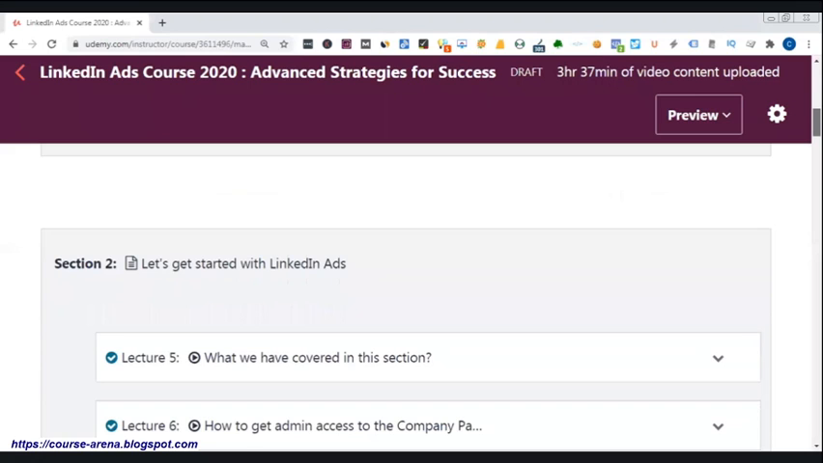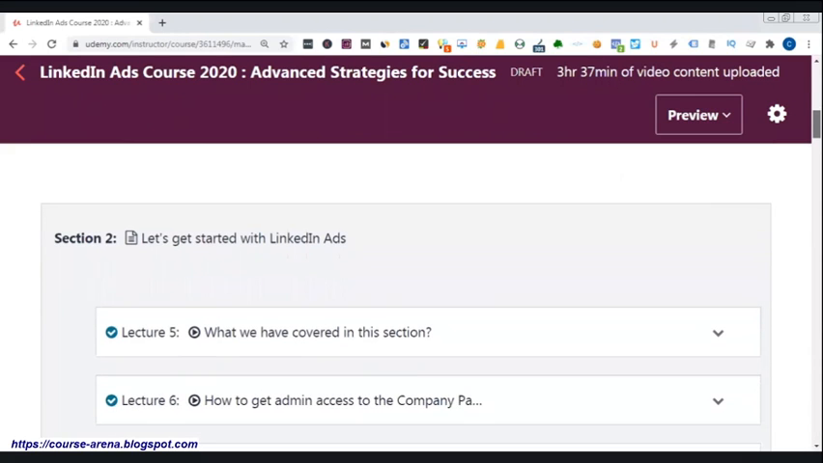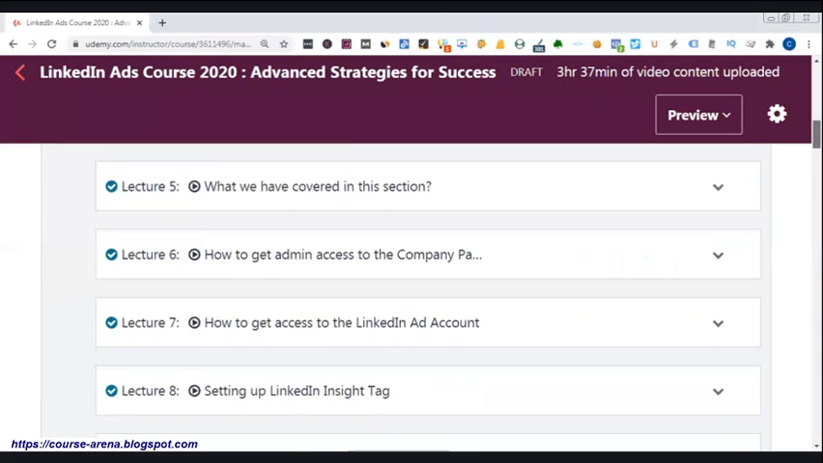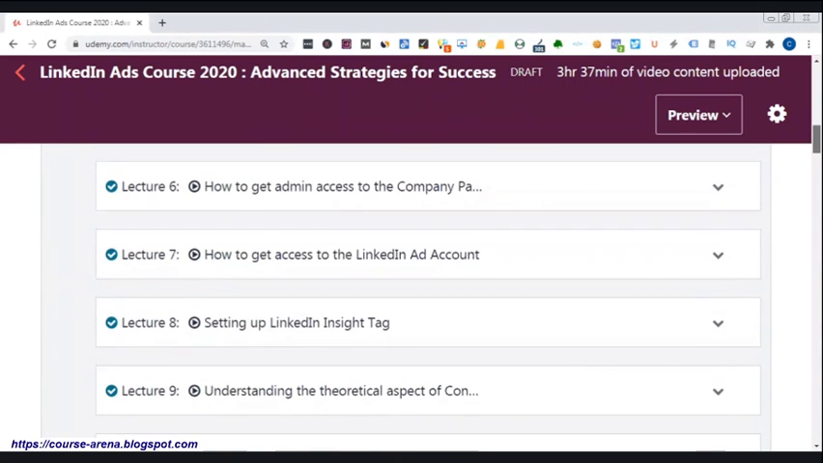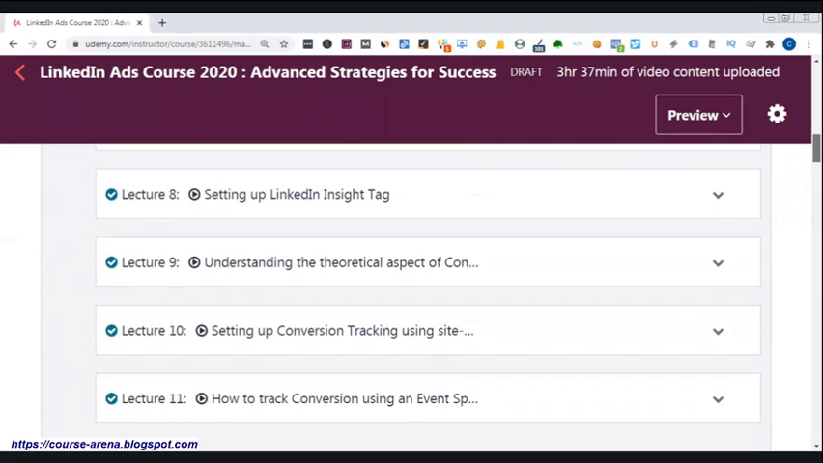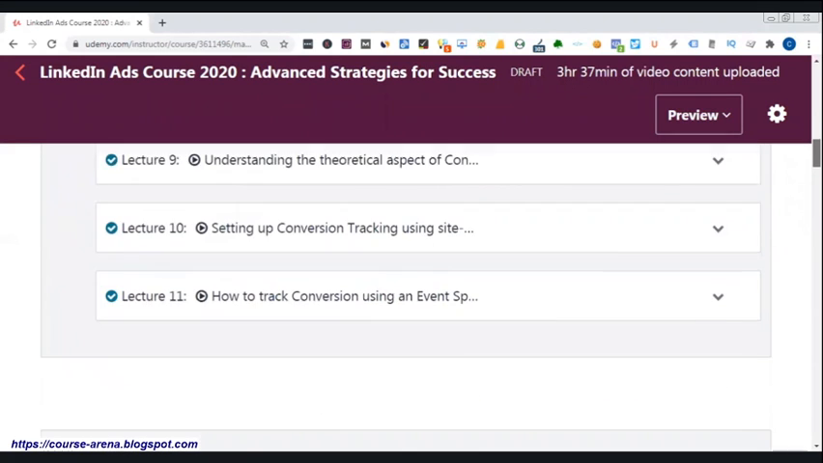Then we get started with LinkedIn ads: how to get admin access to the company page, how to get access to the LinkedIn ads account, and setting up the LinkedIn Insight tag. Then we understand the theoretical aspect of conversion tracking, setting up conversion tracking using site-wide insight tags, and setting up conversion tracking using an event-specific pixel.